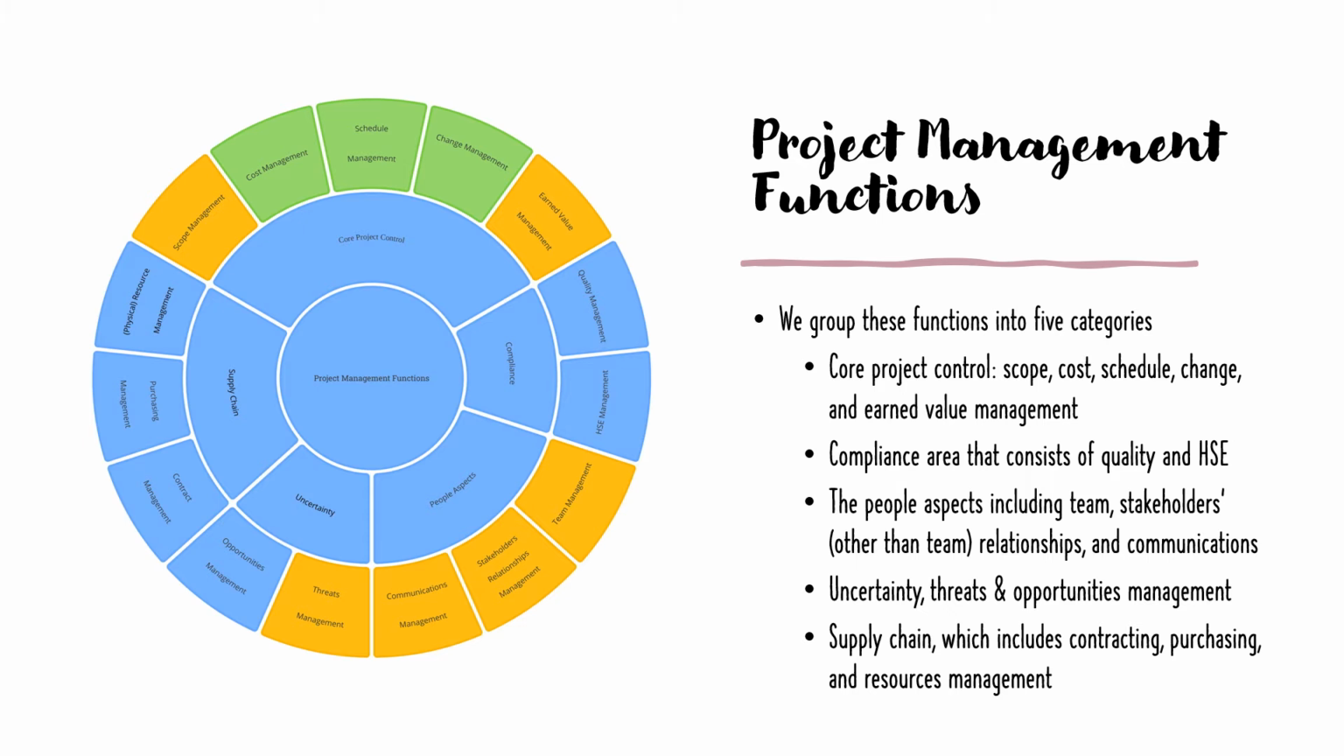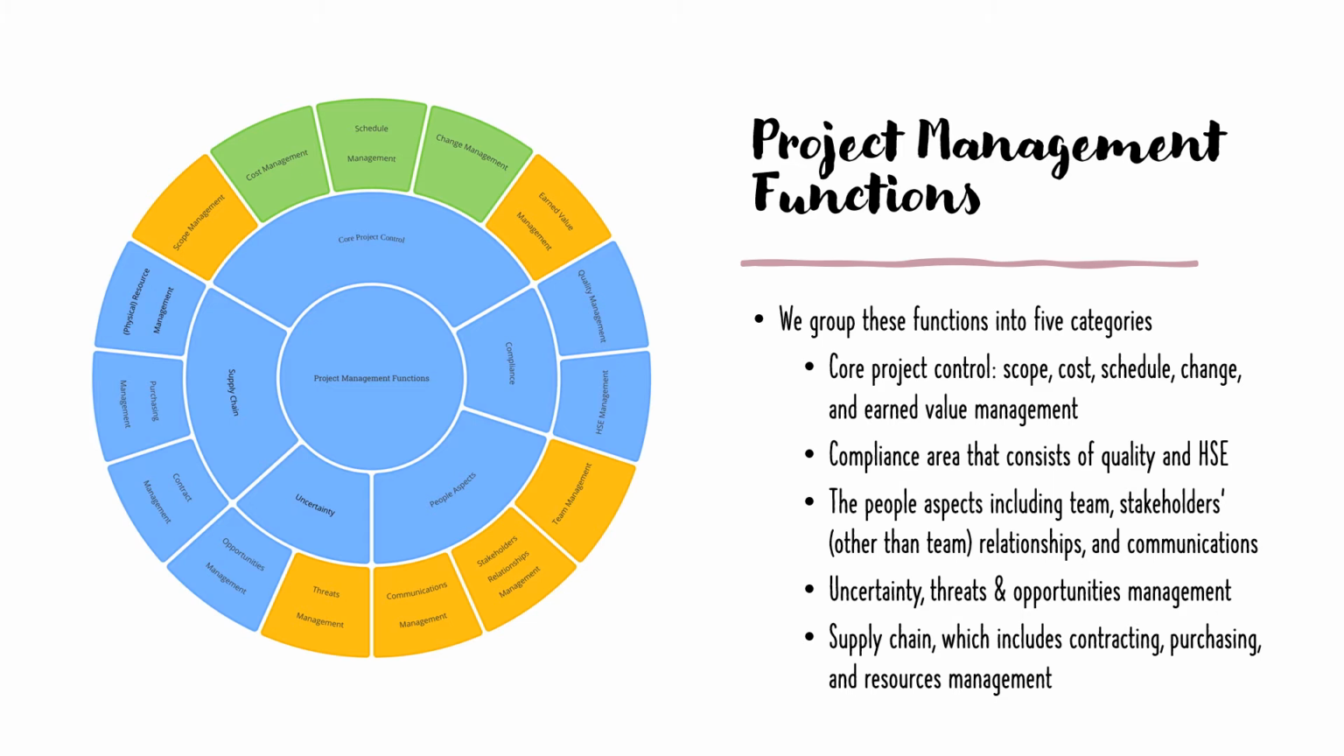So this area is what we call project management functions, and we group them into 5 areas, what we call the core areas, which is on top, which includes scope management, cost management, schedule management, change management, and earned value management. And we believe these are the core areas to manage any project. These are things that must be in place. Technically, everything should be in place, but these are to us the highest priority.